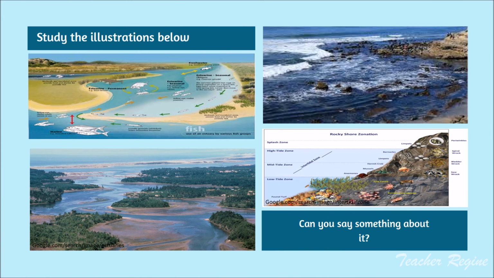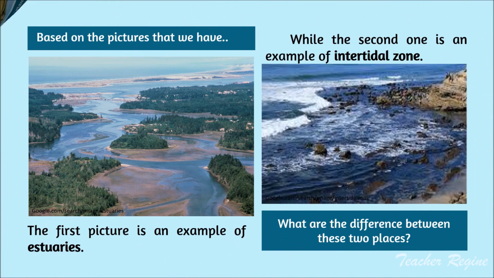Study the illustrations below. Can you say something about it? Based on the pictures that we have, the first picture is an example of estuaries, while the second one is an example of intertidal zones.